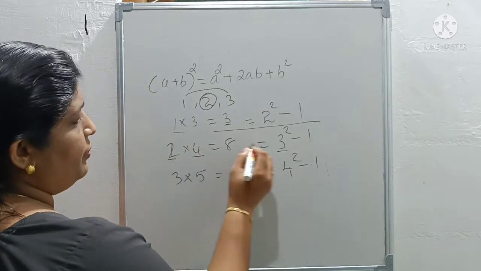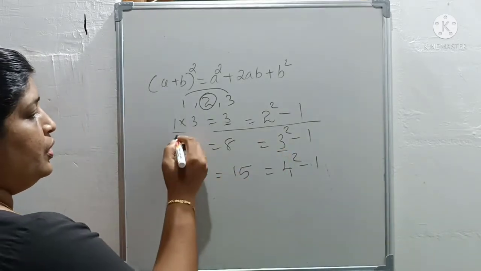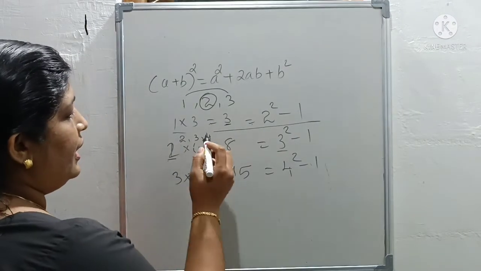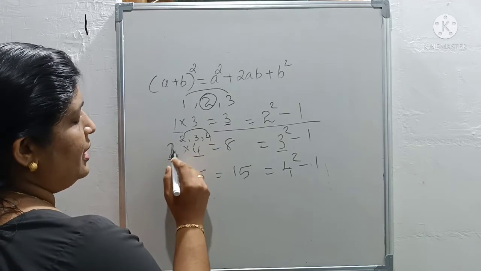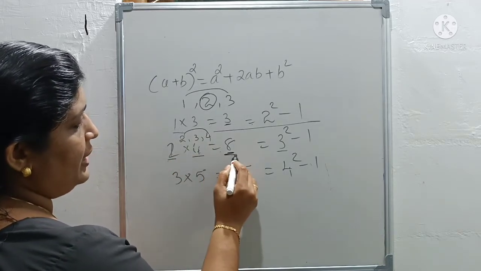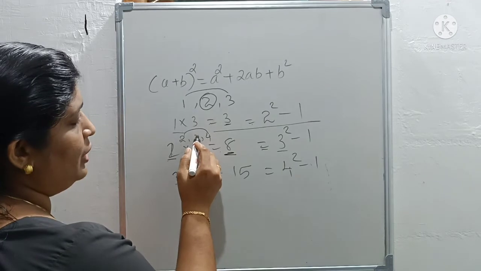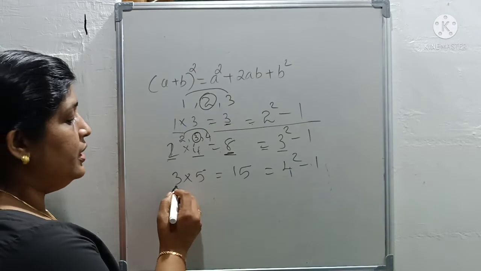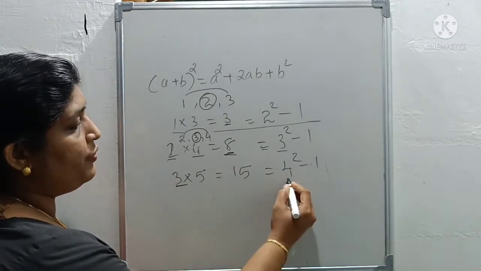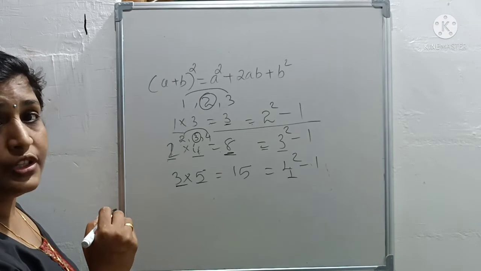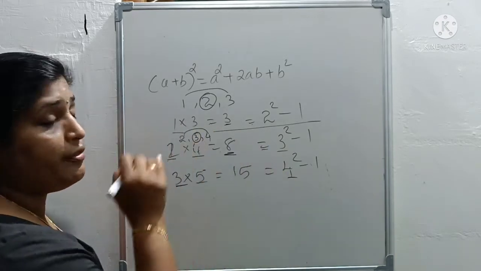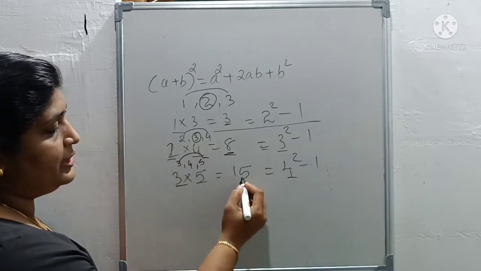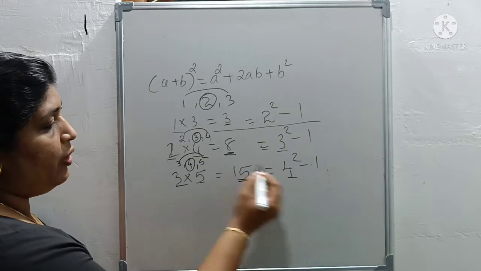2, 3, 4 are three consecutive natural numbers. Then the product of the first and last, that is 2 into 4 is equal to 8, and that 8 is actually equal to the square of the middle one minus 1. Okay, then if we consider three consecutive natural numbers 3, 4 and 5, then the product of the first and last is equal to the square of the middle minus 1.